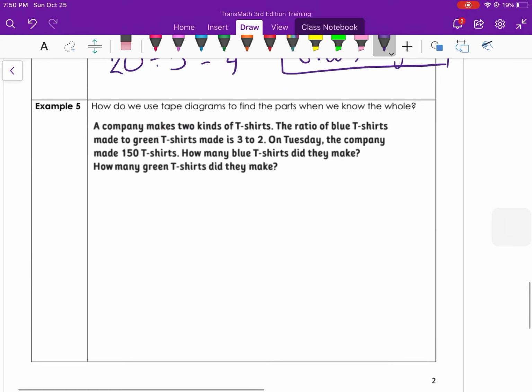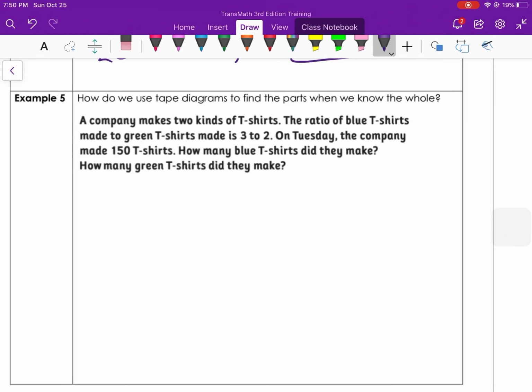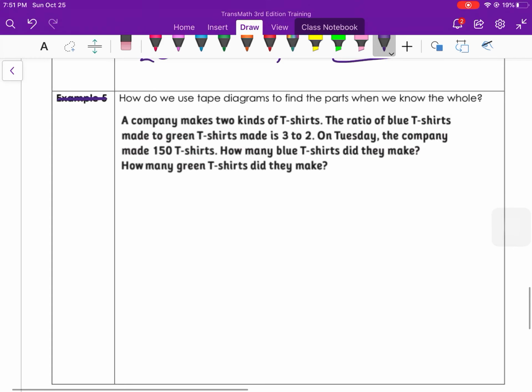Okay. This is our last example. How do we use a tape diagram to find the parts when we know the whole? A company makes 2 kinds of t-shirts. The ratio of blue t-shirts made to green t-shirts is 3 to 2. So I'm going to leave this example for you to finish. This is going to be your student practice. This is very similar to the last one that we just did.